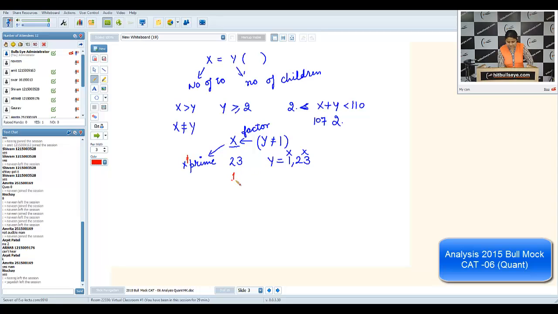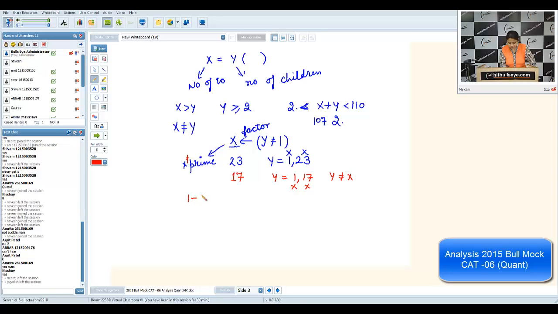Once again, I am taking one more example. Let it be 17. So Y should be equal to either 1 or 17, because Y should be a factor of X. Now Y is not equal to 1, that is given. Y cannot be equal to 17 as well. Why? Because Y is not equal to X. This is mentioned in the question. So X cannot take any prime value.